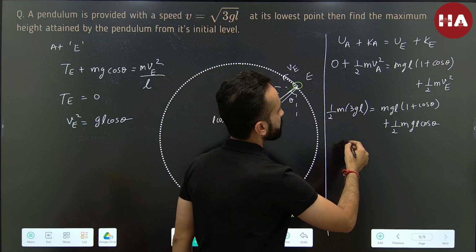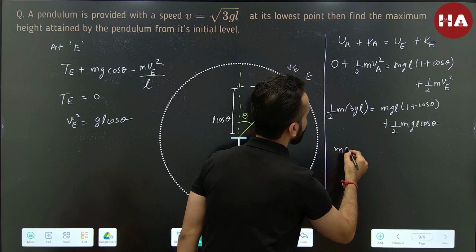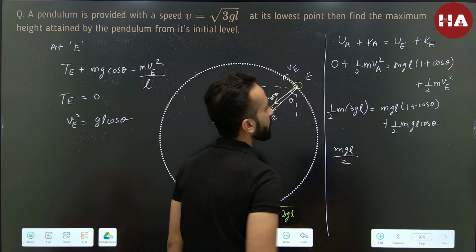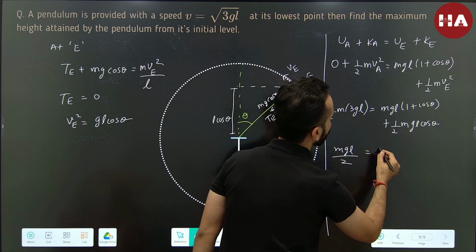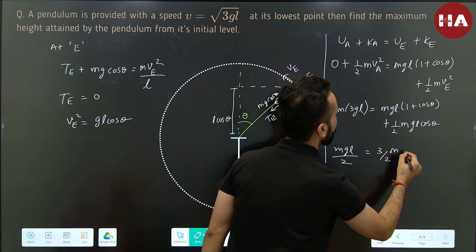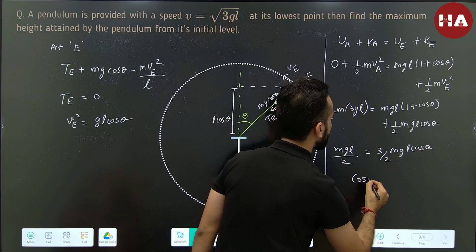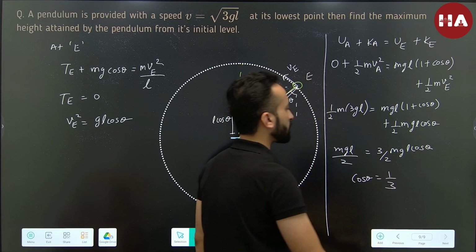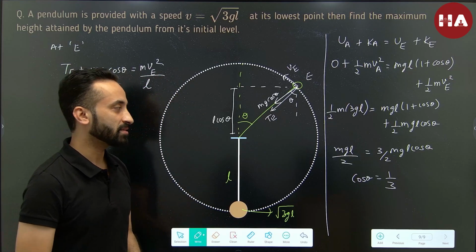Now, what are we getting? So this MGL and this 3 by 2 MGL. So this will become MGL by 2. All right. And how much is this? 1 plus half. So this is 3 by 2 MGL cos theta. All right. So from here, the value of cos theta is turning out to be 1 by 3.